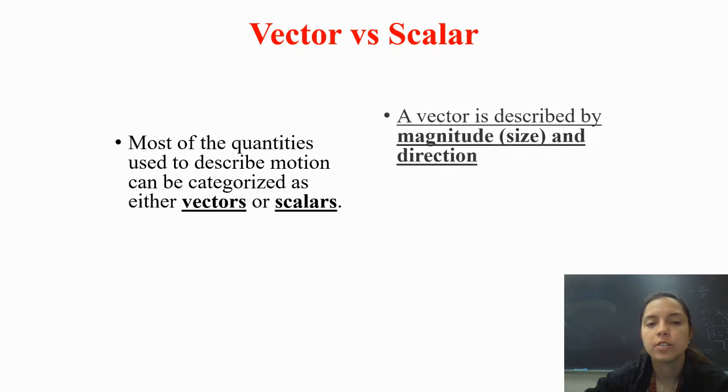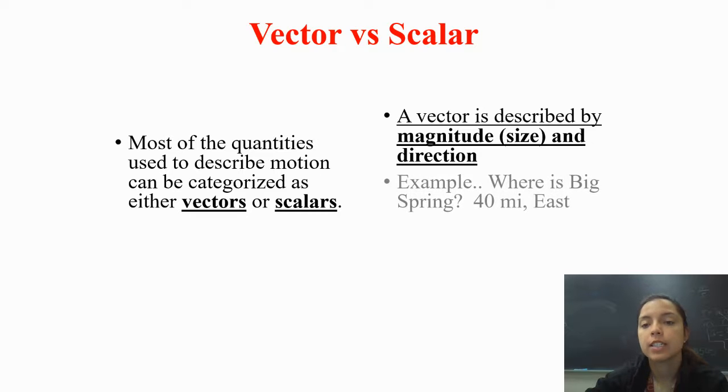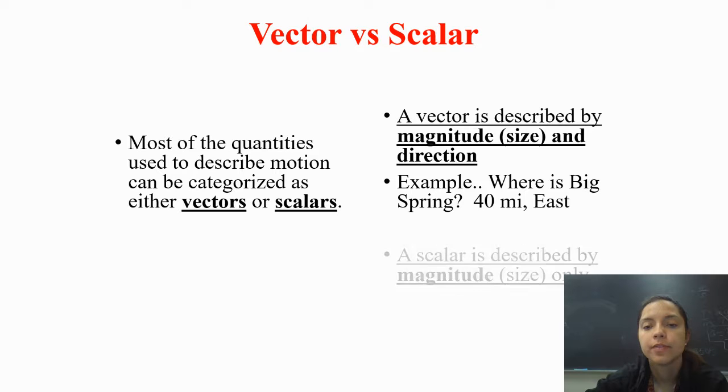So first thing you need to know is that most of the quantities used to describe motion can be categorized as either vectors or scalars. A vector is described by the magnitude, so that's the size, and the direction. For example, where is Big Spring? The answer would be 40 miles east. 40 miles is the magnitude, and east would be the direction.